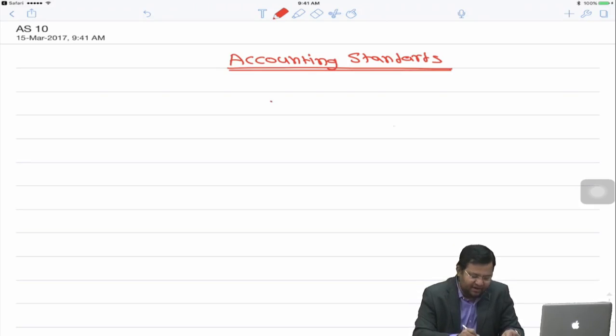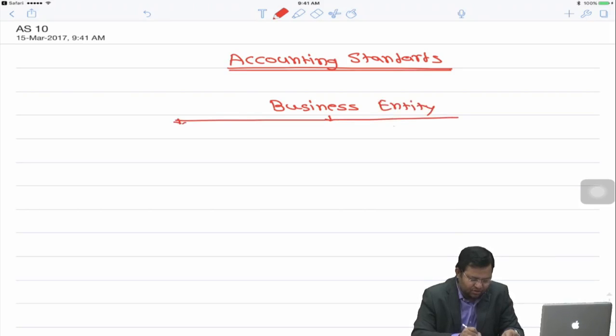If I were to divide all business entities, I can divide a business entity into corporate entities, or corporates, and non-corporates.